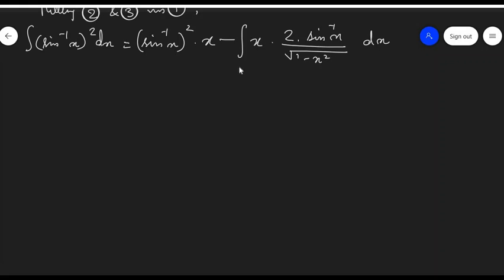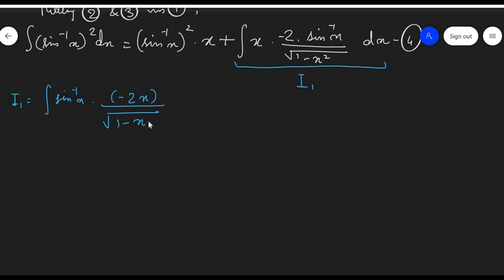So I am going to call this whole term I1 and calculate it separately, and before that I am going to call this equation number 4. So I1, I can rearrange these terms a little bit and write it as sin⁻¹x into, let's take this minus also with us. So I am going to make this plus and write this minus here. So I get sin⁻¹x into minus 2x upon the square root of 1 minus x² dx as I1.